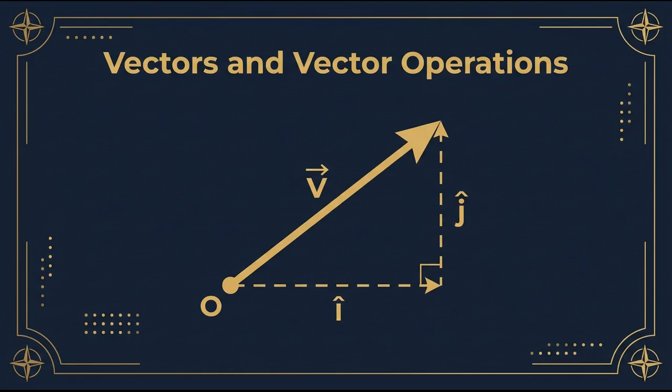Finally, let's look at the scalar product, which is useful when comparing two vectors. To calculate it, multiply the matching i components, multiply the matching j components, and add the results together. The final answer is a scalar, meaning it's just a number with no i or j part.